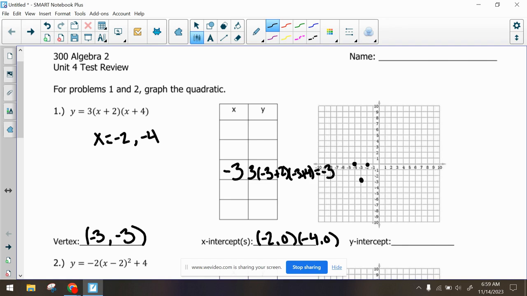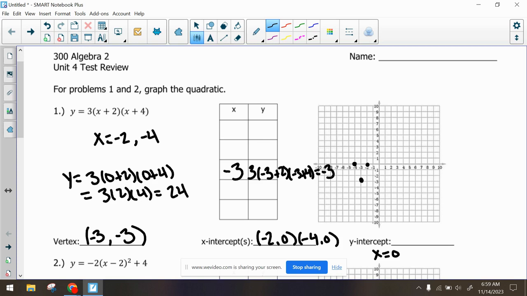And finally, for our y-intercept, that occurs when x is 0. So I'm going to put in 0 for all the x's. So that's like doing 3 times 2 times 4, which does give me 24, which is too big to graph. It would go way off, but I can still calculate that. At this point, that's as many points as I really need to graph. So I'm going to sketch it in.